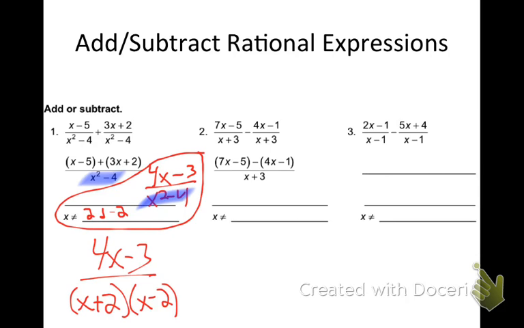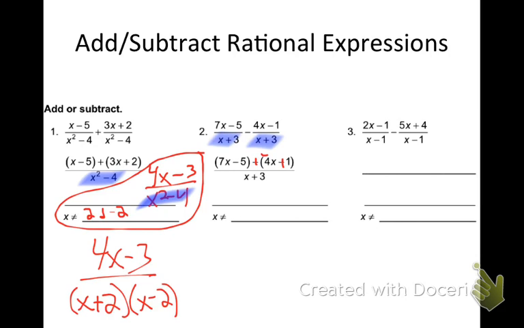Number 2, again, set up very similar. The only difference is now it is subtraction. So 7x minus 5 over x plus 3 minus 4x minus 1 all over x plus 3. My denominators are the same. So I put them all over the one denominator. And now I have 7x minus 5 minus 4x minus 1 all over x plus 3. Again, remember I can distribute the negative, so I make that subtraction into addition, just to simplify it with addition terms.